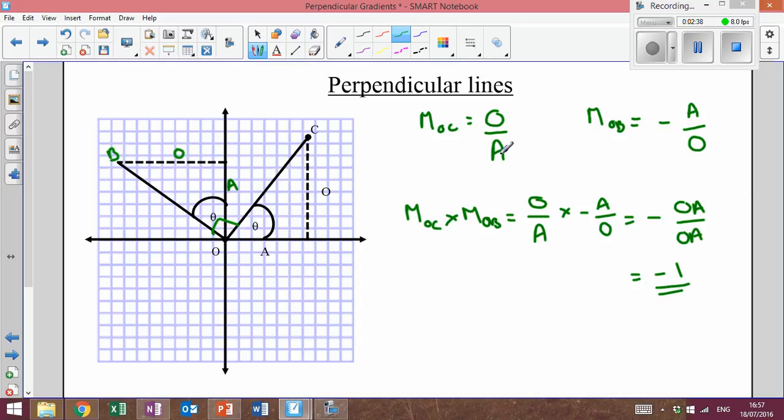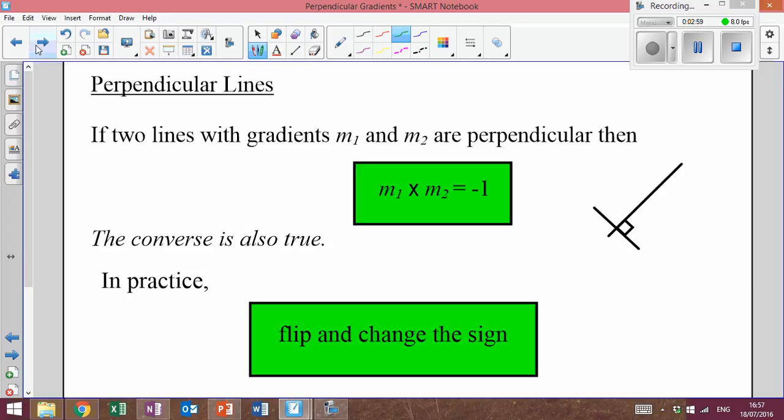Now in practice, the vast majority of examples we're going to use this with is if we have a gradient and we want to find the perpendicular gradient, we flip it upside down and change the sign. But in reality, if we have perpendicular gradients, the two gradients have to multiply to give negative 1. That's a more formalized rule around it. Now, there's a very quick note, followed by two examples. Pause it if you want to copy.